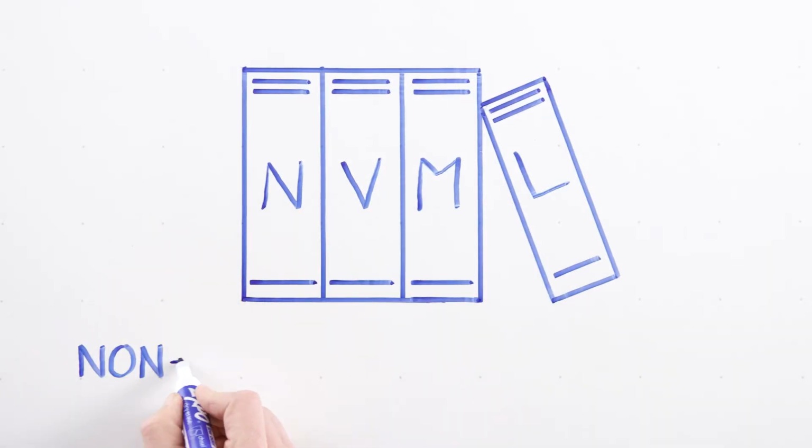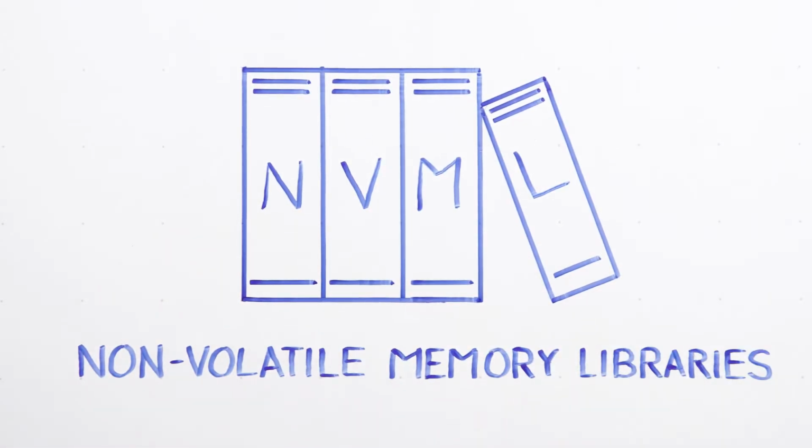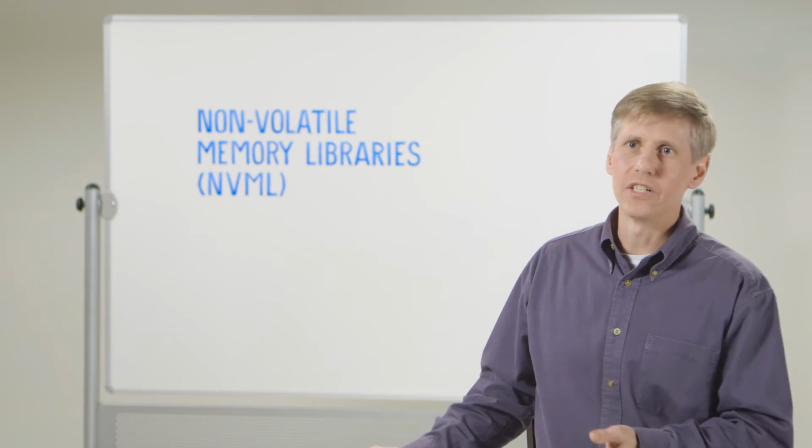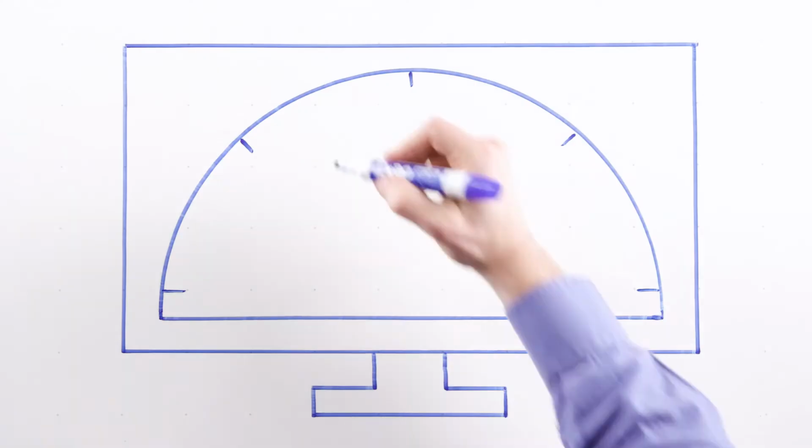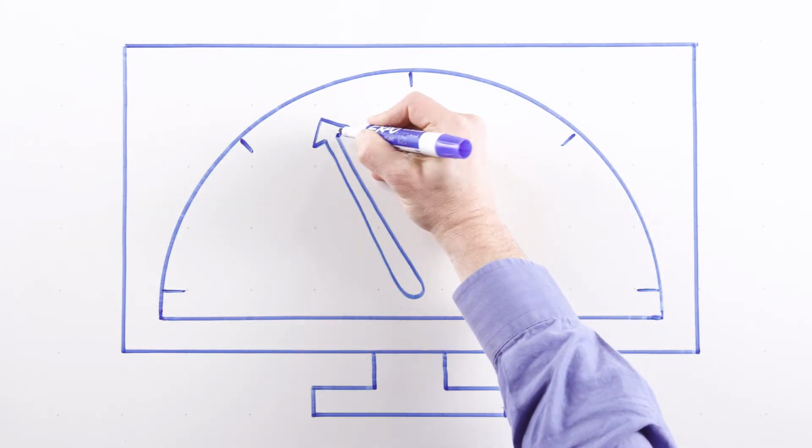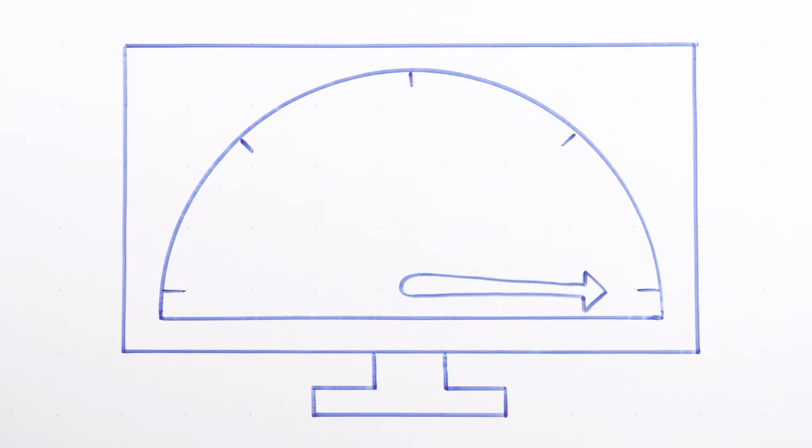And so we created the Non-Volatile Memory Libraries, or NVML. NVML is a suite of libraries that provide tested and optimized operations for persistent memory programming that really reduce application development time. It's open source, and it's based on industry standard programming models. You can think of it as an accelerator to get you into this new world of persistent memory.